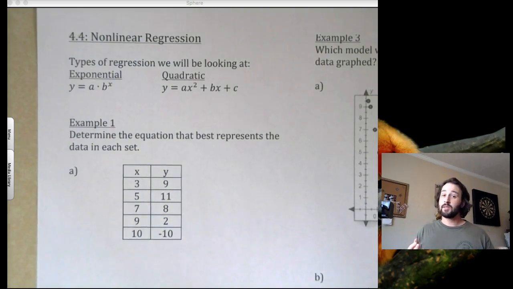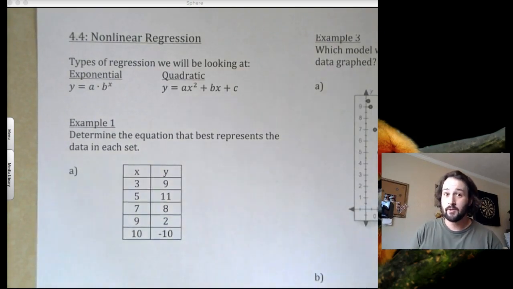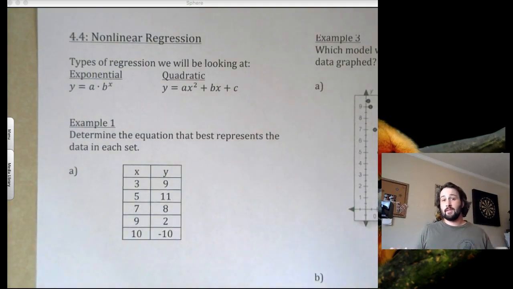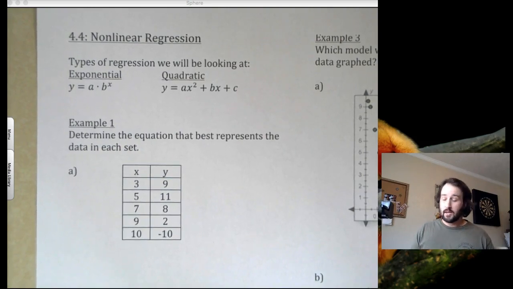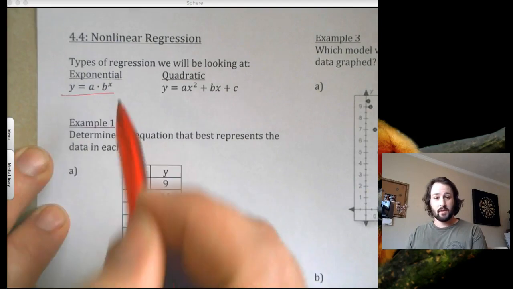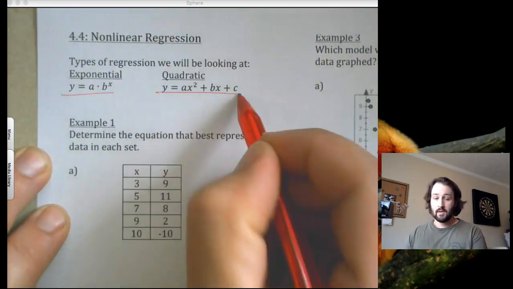This one, we talked about linear regression. Now we're going to talk about nonlinear regression, which is exactly as it sounds. It's not linear functions. The main two that we're going to be looking at are exponential and quadratic. So exponential is of this form. Quadratic is of this form.